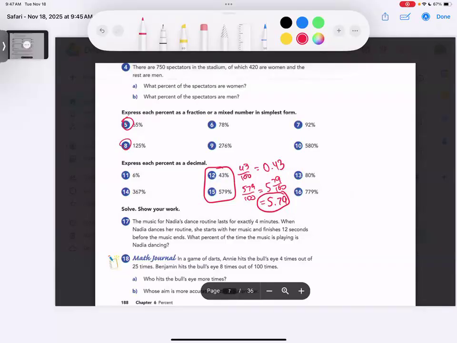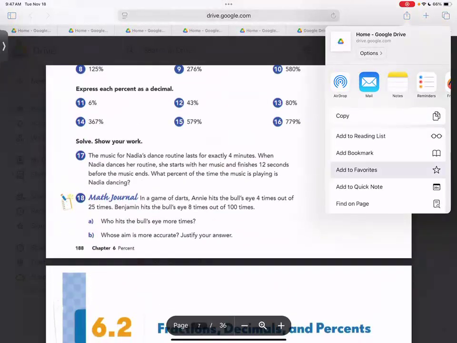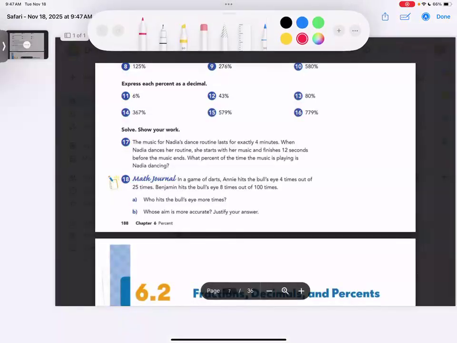And we just have a couple more questions. I think it's actually only 2. These ones here, 18A and B. So math journal basically just means you might have to do a little bit of writing, okay? In a game of darts, Annie hits the bullseye 4 times out of 25. So Annie is 4 out of 25. Benjamin hits a bullseye 8 out of 100 times. So Benjamin hits it 8 out of 100 times. Who hits the bullseye more times?